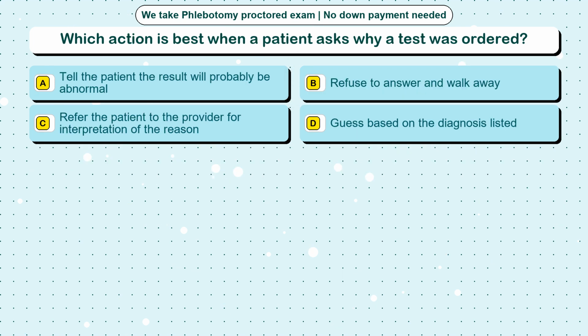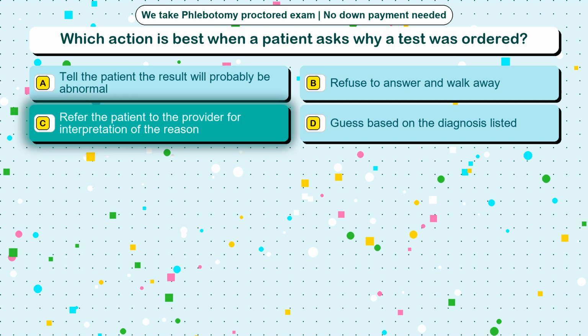Question 68. Which action is best when a patient asks why a test was ordered? Option A, tell the patient the result will probably be abnormal. Option B, refuse to answer and walk away. Option C, refer the patient to the provider for interpretation of the reason. Option D, guess based on the diagnosis listed. The correct answer is option C, refer the patient to the provider for interpretation of the reason.